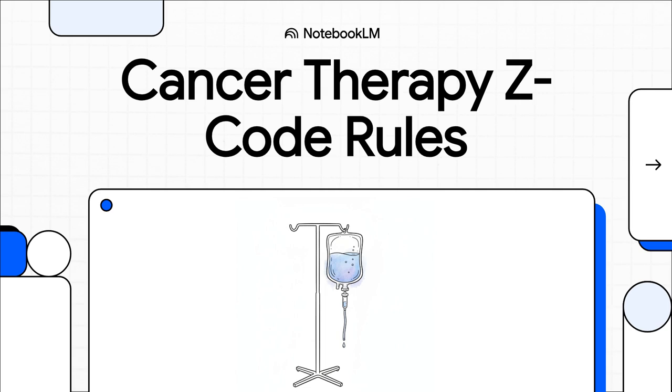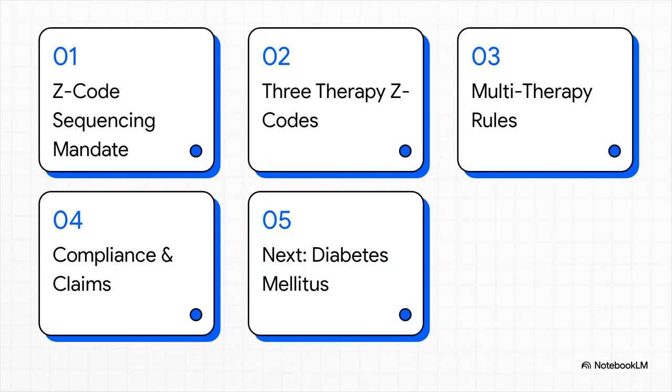And let me just be perfectly clear right out of the gate. Failing to sequence the therapy Z code first on these routine encounters, it's a massive compliance error. It is literally the exact kind of mistake that triggers those automated insurance rejections. So today, we are going to master this rule, once and for all. Okay, let's dive into this.